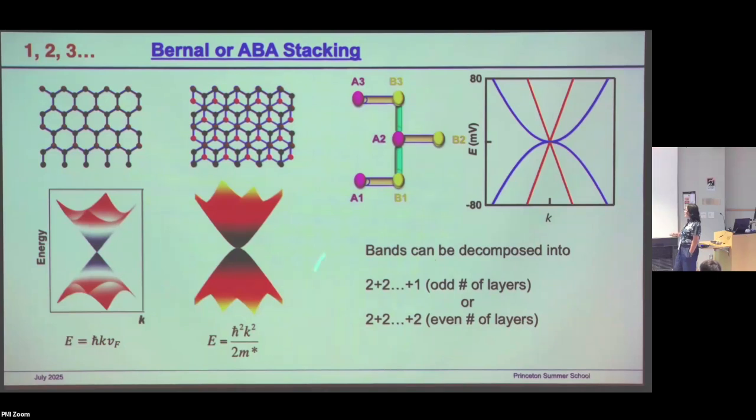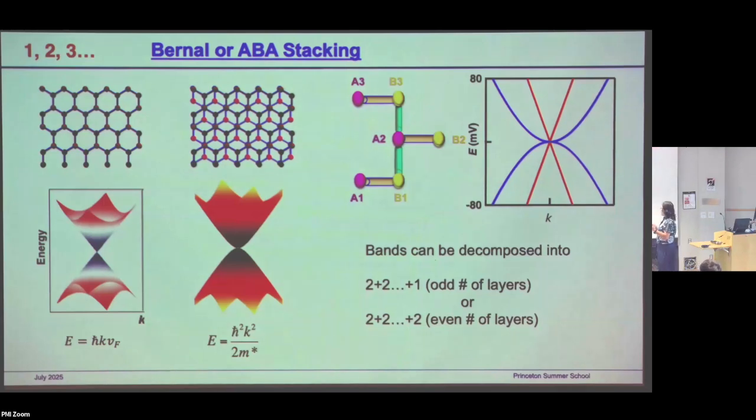So in tri-layer graphene, the bands in ABA stacking can be decomposed very simply. If you have an odd number of layers, you can have 2 plus 2 plus 2 plus 1. In the tri-layer case, it's basically 2 plus 1, so you have one bilayer-like structure and a monolayer-like structure. Even if you have 5 layers, you have 2 bilayer-like and one monolayer-like structure, which is linear dispersion.